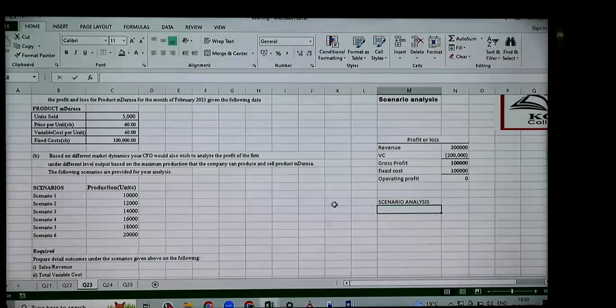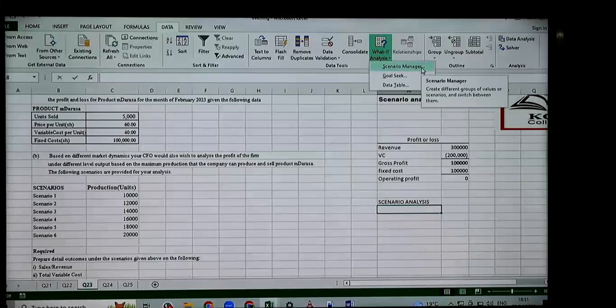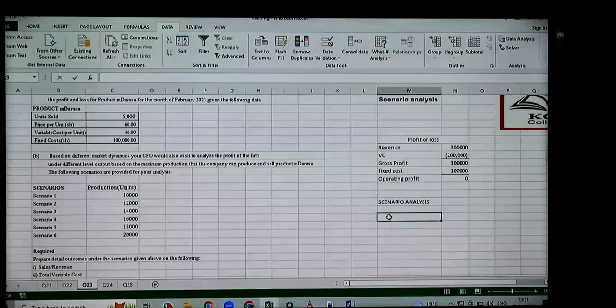For a scenario analysis, you can use, under Data, the What-If Analysis, the Scenario Manager. But the problem with the Scenario Manager is that it does not give out a detailed outcome. So instead of using the Scenario Manager, we'll use the CHOOSE function. So I'll come here, I create, I write CHOOSE, then I do this way.